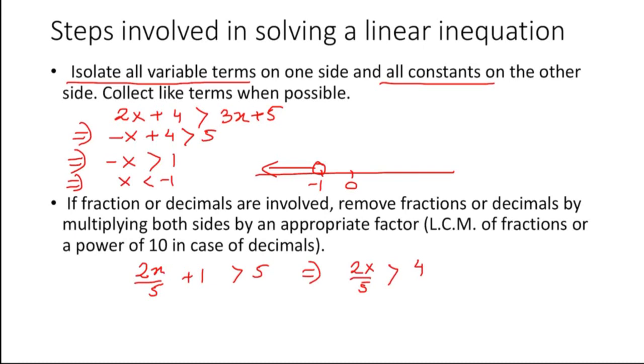Now, in order to simplify this, we need to multiply this inequality by 5 on both sides to remove this fraction. Since we are multiplying by a positive number, the sign of the inequality would not change. So the inequality becomes 2x is greater than 5 times 4, that is 20. So if a fraction or decimal is involved, we simplify it by multiplying or dividing by an appropriate factor. And here the appropriate factor was 5. We multiplied by 5 on both sides to simplify this inequality.